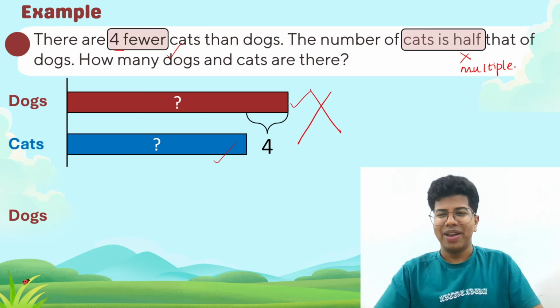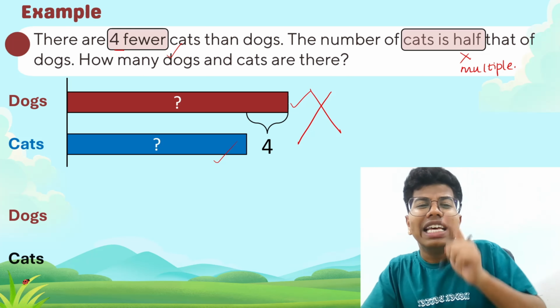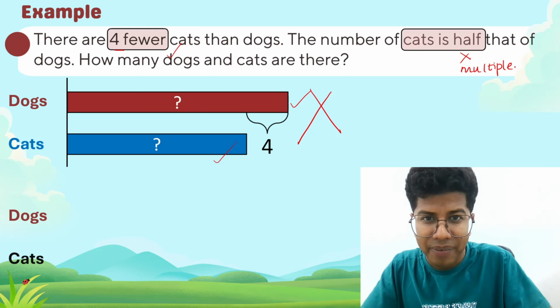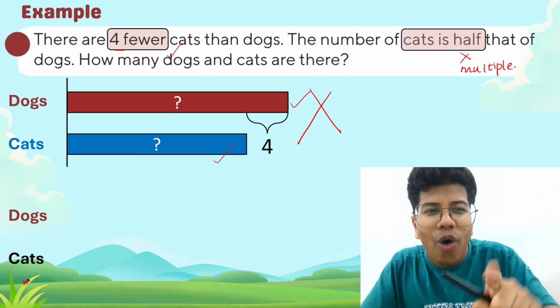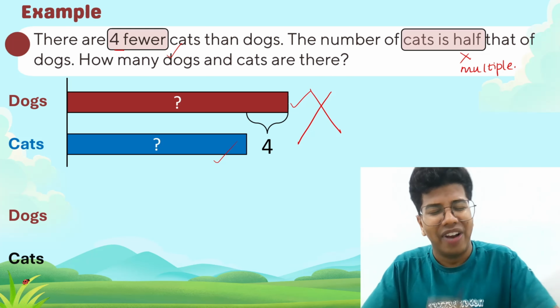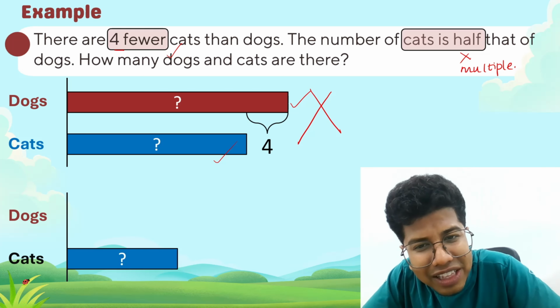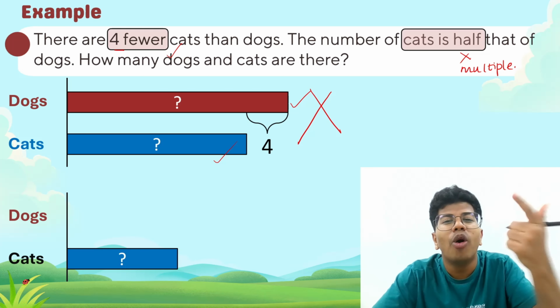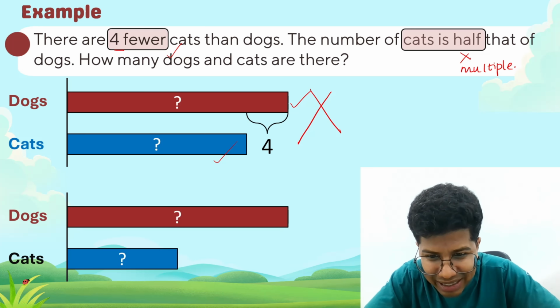So let's just try. Dogs, cats, I'm using the multiple relation. The question is the number of cats is half. So which one is smaller, the number of dogs or the cats? Oh, cat is half. So cat is smaller. Very good. So if cat is of this size, for dogs how many more parts do I need to make? Oh, 2 more. Because see, this part is exactly the same.